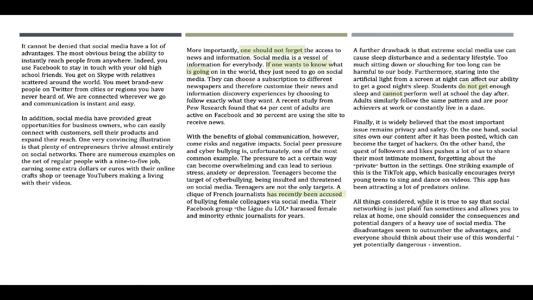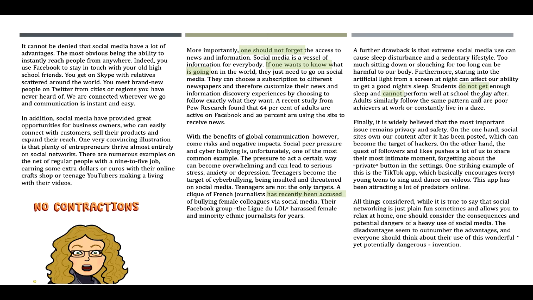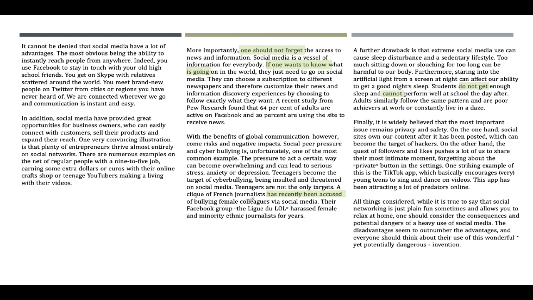What else can we see? We can see formal grammar and formal vocabulary. Have a look at this. One should not forget. This is a beautiful formal structure. If one wants to know, again, a beautiful formal structure. What is going on? Cannot. Do not get. Here you see that there are no contracted forms used. And here, has recently been accused, we have a passive form. So pay attention to your grammar. Here in an argumentative text, it is vital that you use formal grammar.